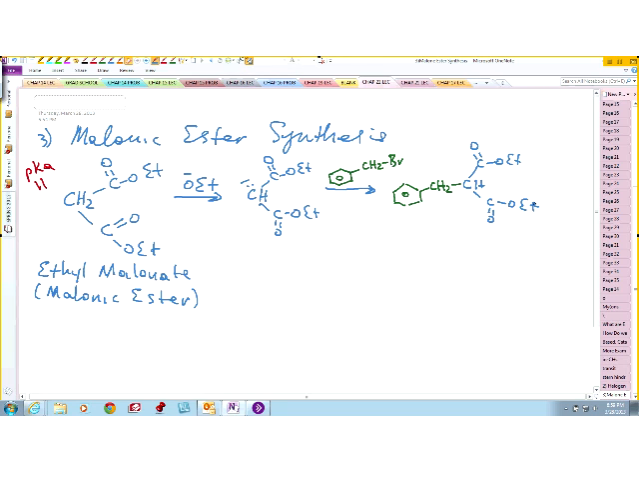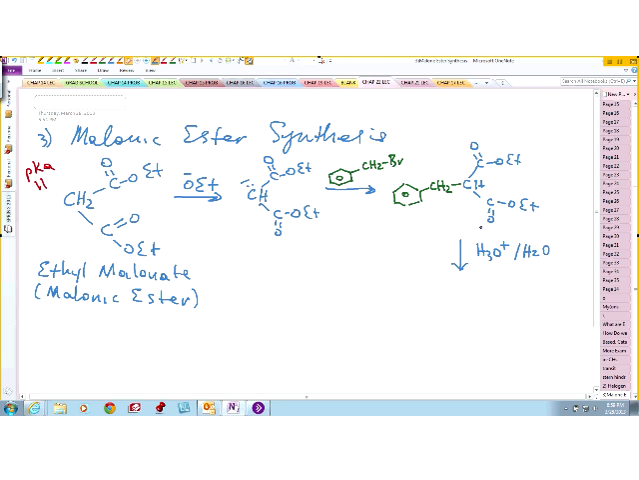Now you form an alkylated malonic ester. You have now alkylated this carbon here. Now you could take this and hydrolyze it with dilute acid. What do you think we are going to get if we hydrolyze with dilute acid? You have two ester functional groups and dilute acid. What do you get? You get carboxylic acid.